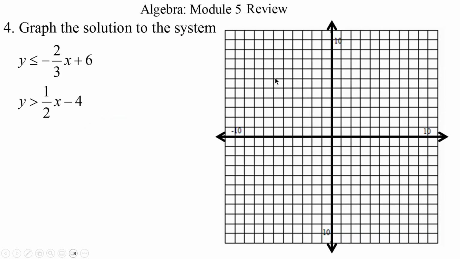Number 4. Graph the solution to the system of inequalities right there. Okay, so we need a feasible region. So we're going to start with boundary lines.